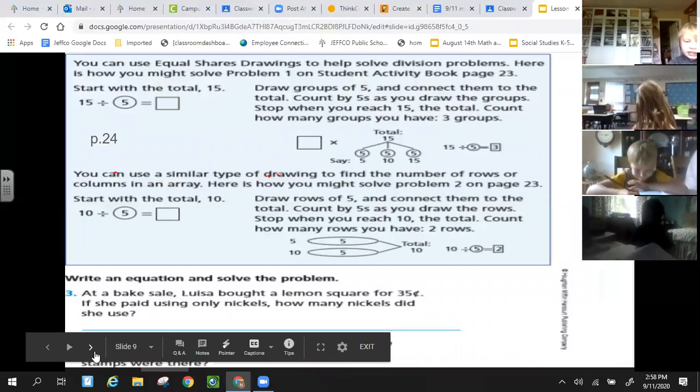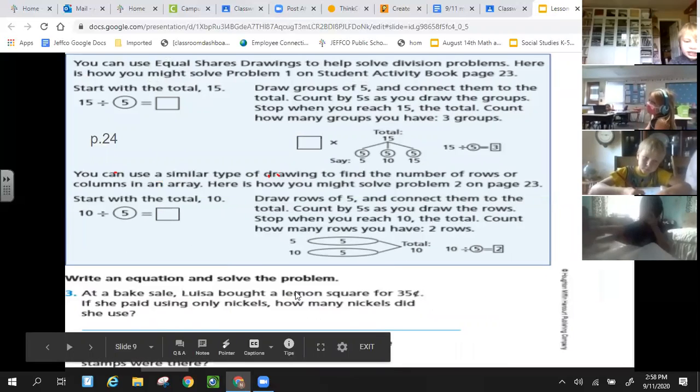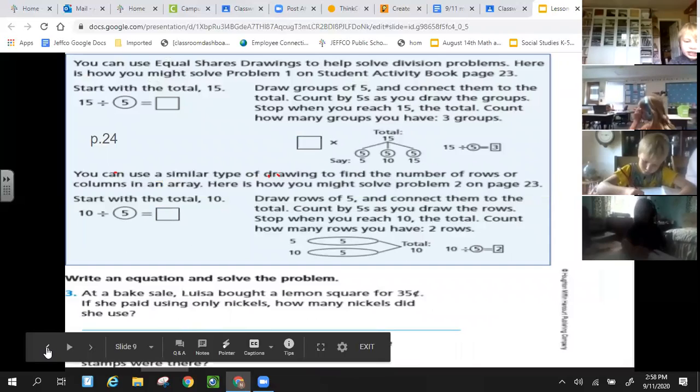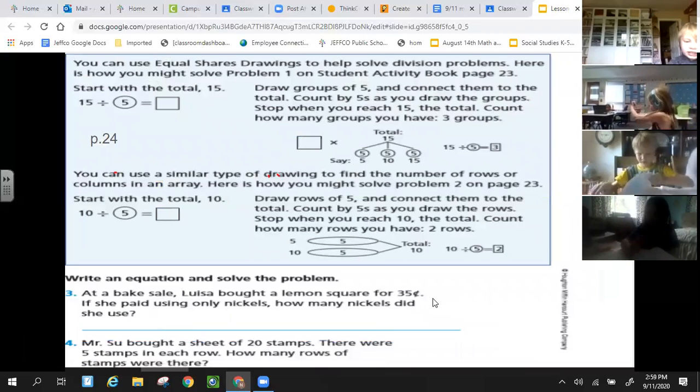So we just did equal shares drawings, right? We're going to try one more. At a bake sale, Louisa bought a lemon square for 35 cents. If she paid using only nickels, come on, only nickels, how many nickels did she use? So we're on the next page. The bottom, number 3.